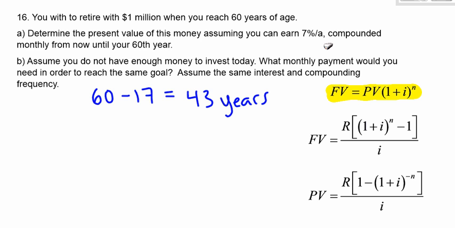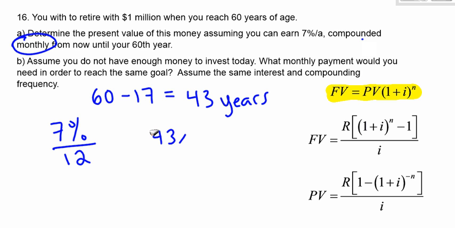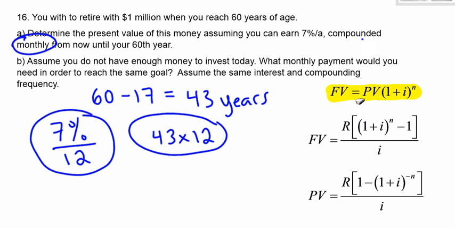What else do we know? Well, we know that it's going to be compounded monthly. So if it's compounded monthly, then we're going to need to adjust the 7% interest rate. We're going to have to divide that by 12 to represent the monthly. And we're also going to have to change the n value because it's 43 years and 12 times a year. So both of these things are going to have to get factored into our equation.